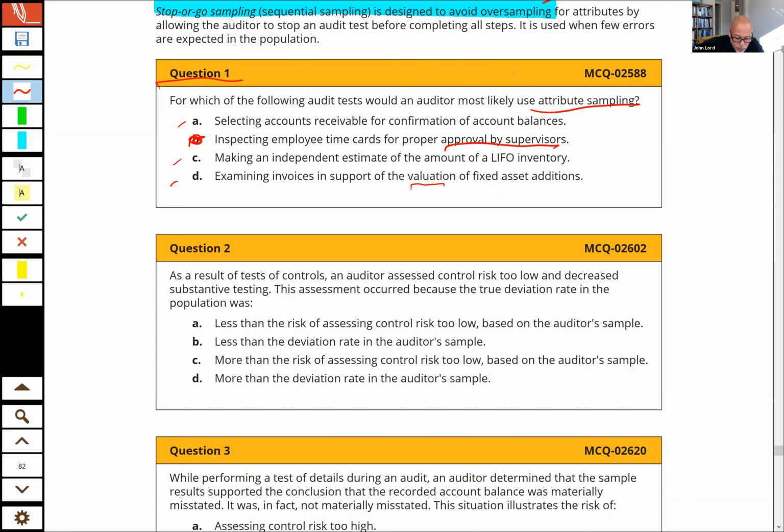Now we look and we say, as a result of test of controls, an auditor assessed control risk too low. Now, let me ask you, is this a mistake that's made by the auditor?